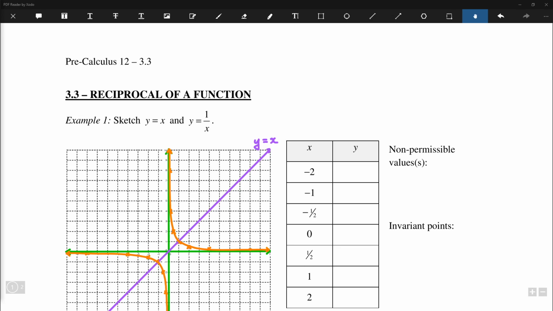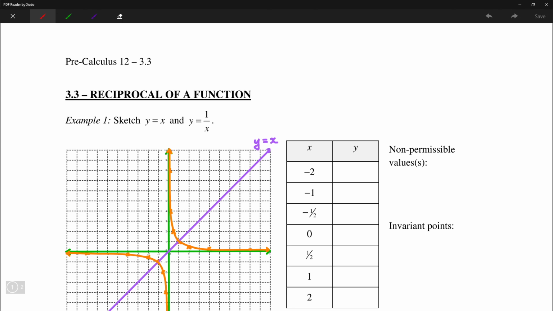Hello everyone. So today we're going to go over section 3.3, reciprocal of a function. The functions we'll be looking at are linear functions and quadratic functions, and then their reciprocals. So let's look at example 1. Sketch y equals x and then y equals 1 over x.